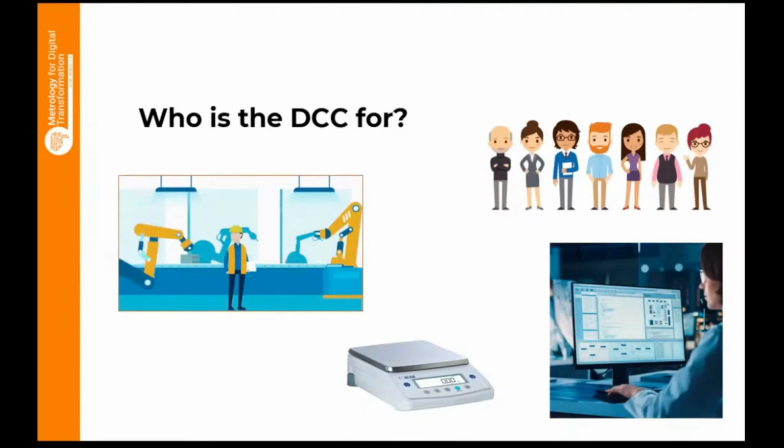So now a DCC is not only for persons, it's also for machines, for systems, and for instruments. I mean, an instrument, if it has an electronic interface, can also read all the information contained in the calibration certificate, and maybe auto-compensate and make all the corrections that are needed with no human intervention, for example.